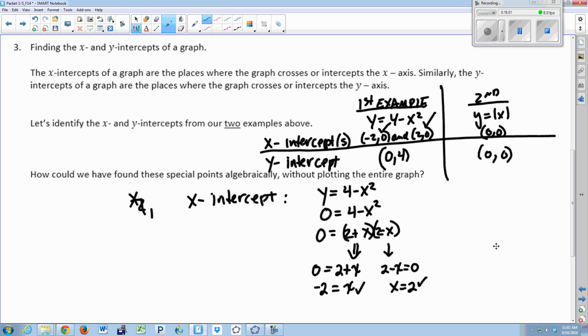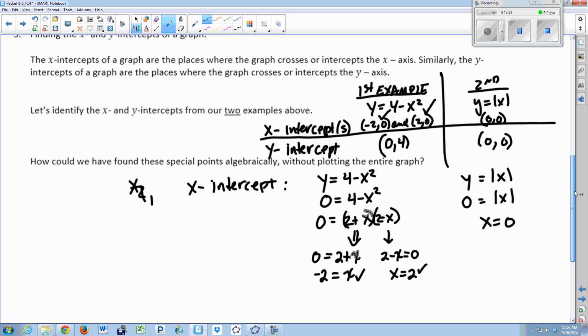And for your other equation, y equals the absolute value of x, again, you substitute 0 in for y, and you say, what must x be so its distance from 0 is 0? Well, the only answer here is x must be 0. Okay. So that's how you do it algebraically to find the x-intercept.